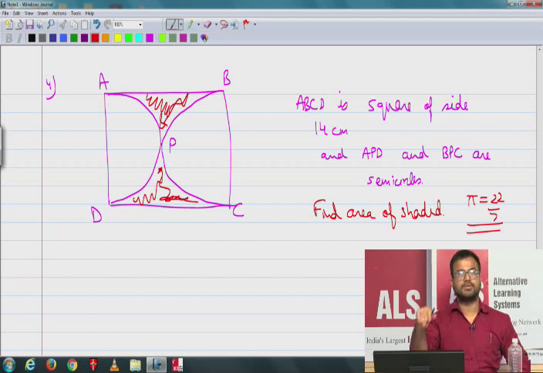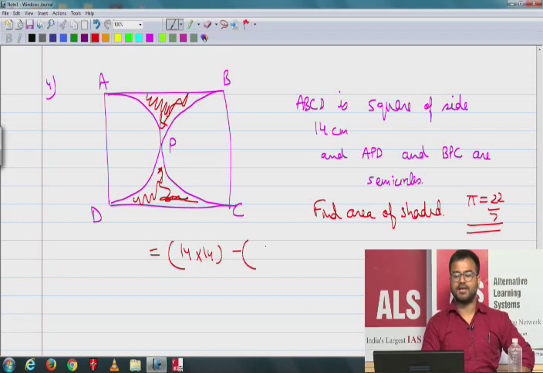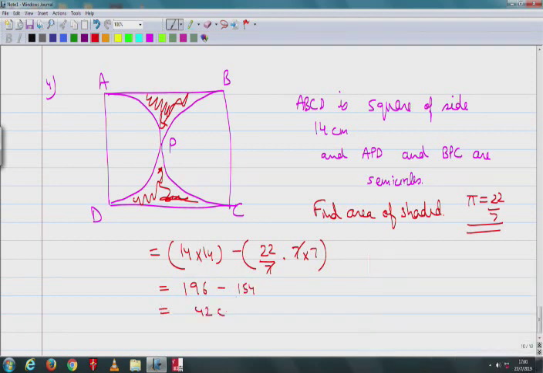Only just the area of a square minus the area of the circle, because two semicircles will make a complete circle. Perfect. So the shaded area will be the area of the square, 14 into 14, minus the area of the circle, which is pi r square, and the diameter is 14, so the radius will be 7. So 196 minus 154, which is 42 centimeters square.